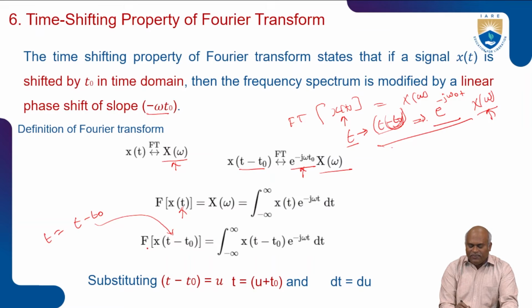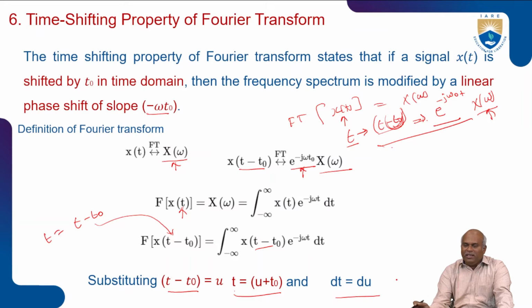I substitute here: the Fourier transform of x of t minus t0 is equal to the integration from minus infinity to plus infinity of x of t minus t0 e power minus j omega t dt. Here only I can change. Now I take t minus t0 equal to u. Then t is equal to u plus t0, and differentiating, dt is equal to du.